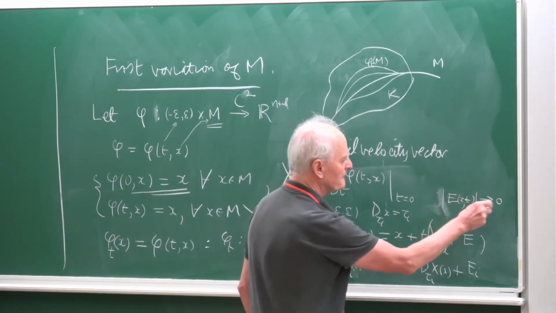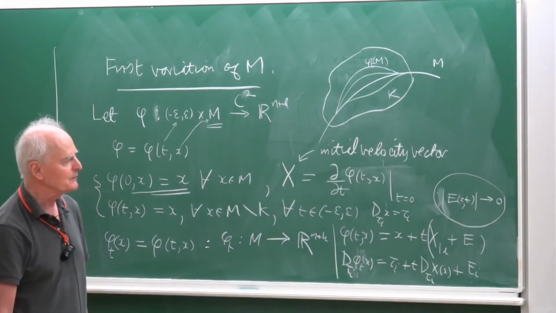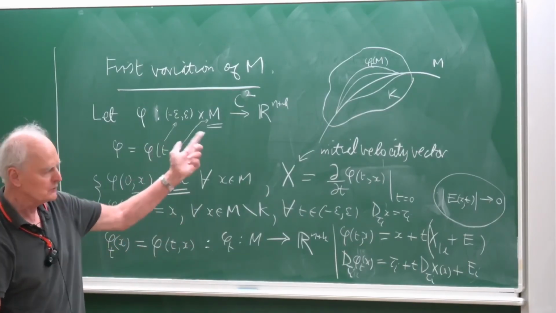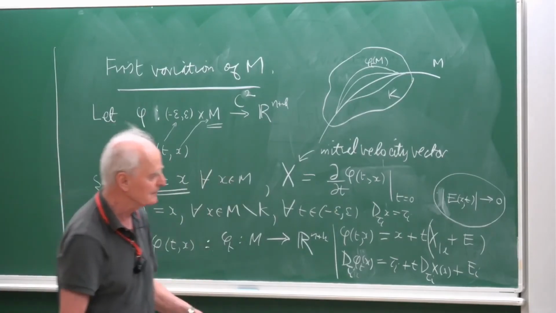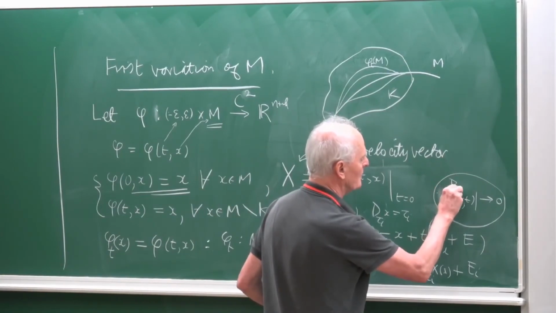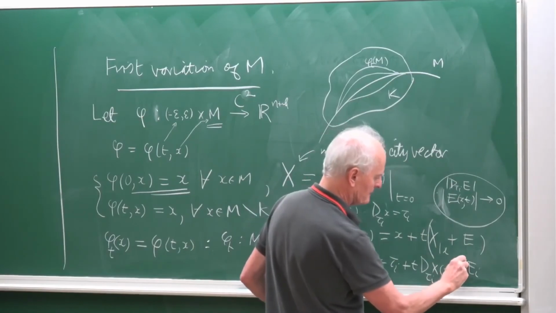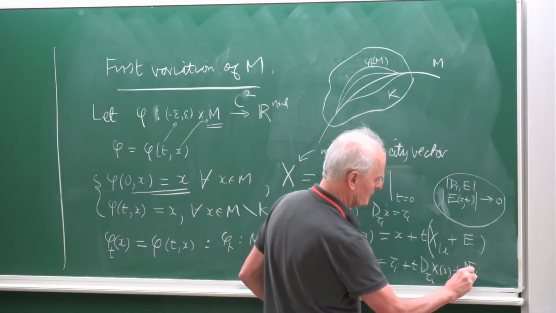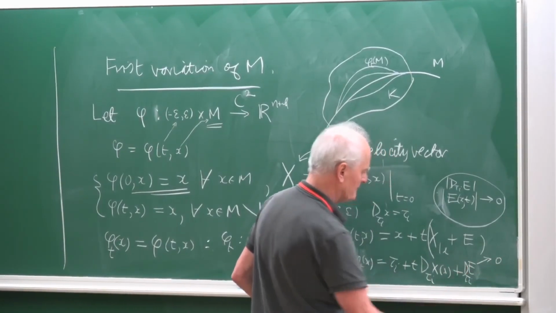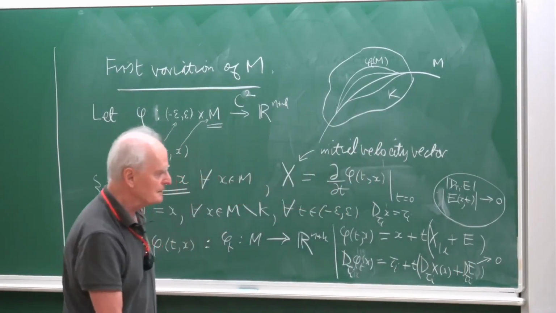Now, notice this, I swept something under the carpet here. Not only does the absolute value tend to 0, but the derivatives of E tend to 0 too, because phi is C2, and this is the error in a C2 expansion. So this means that d_tau_i E also tends to 0. So this term tends to 0. D_tau_i E tends to 0. So, and it's still got this factor t in front. So we just have to work this out.